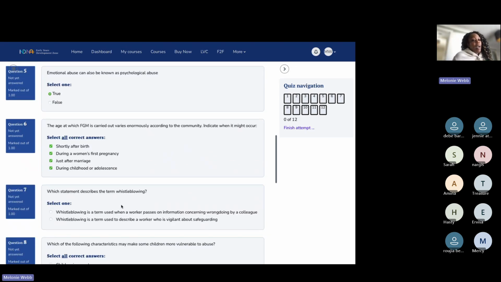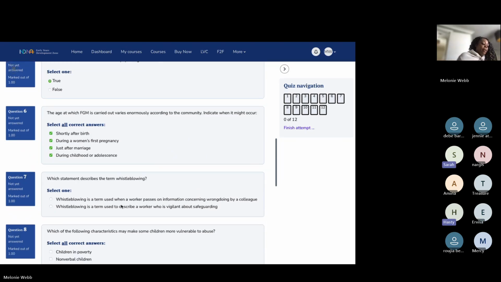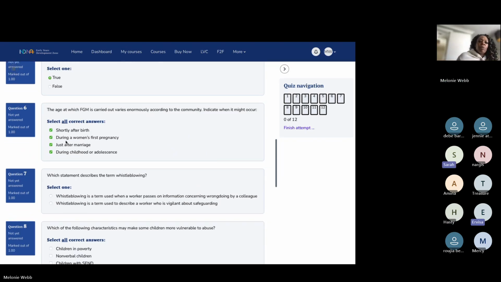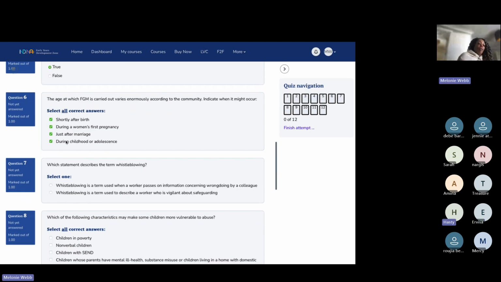Remember the reasons why we often find that they are. Yeah, I remember. First, was it talking about, hang on a minute, think about it, was it during a woman's first pregnancy? No, it usually happens when they're virgins, isn't it? During a woman's first pregnancy. Yes, I think it's all of them. Okay, we'll go with all of them.